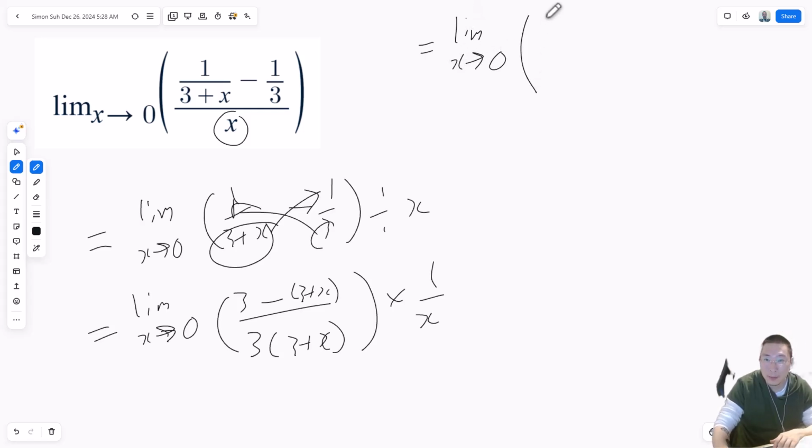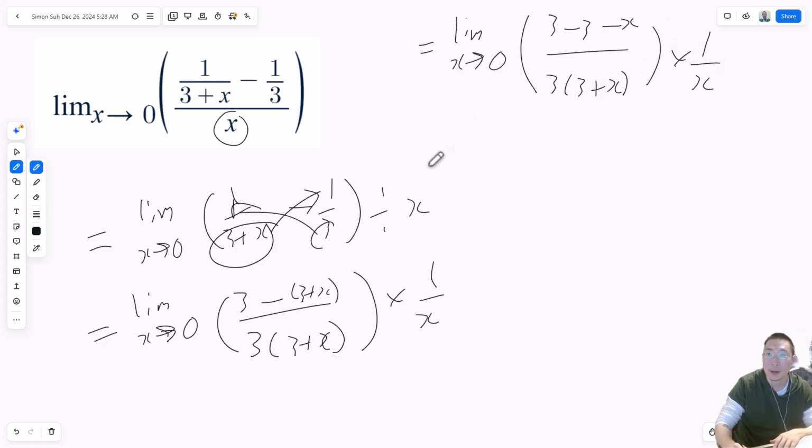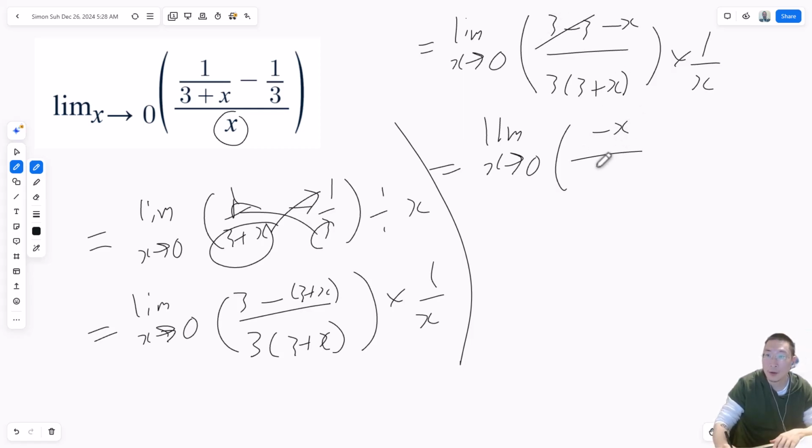At the top here, we have 3 minus 3 minus x if we expand it out, which is minus x. And then we have 3 multiplied by 3 plus x. We're just going to leave that there, once again multiplied by 1 over x. This becomes the limit as x approaches 0 of minus x all over 3 times 3 plus x, times 1 over x. And then the x is cancelled out. This becomes just 1.